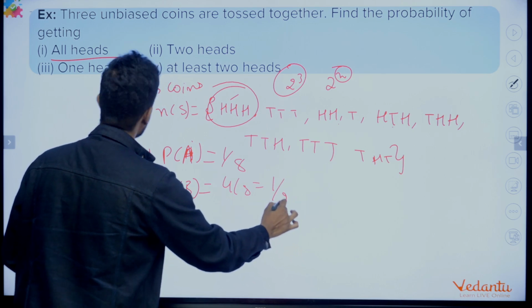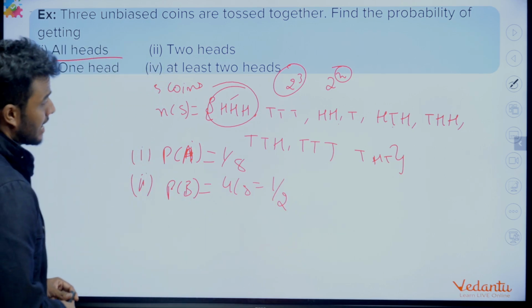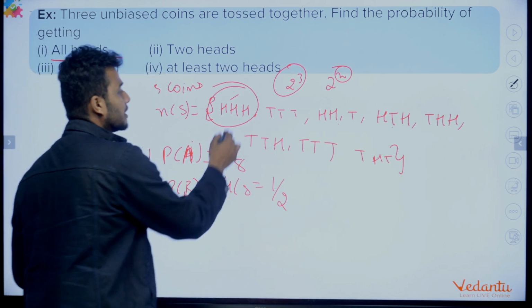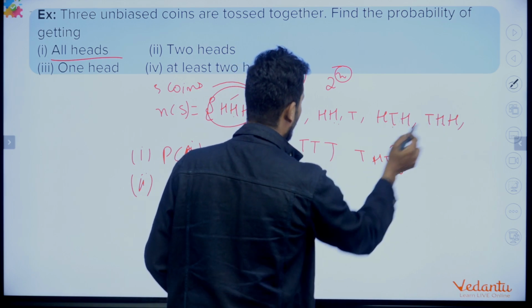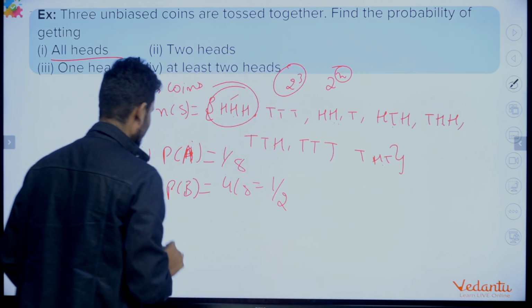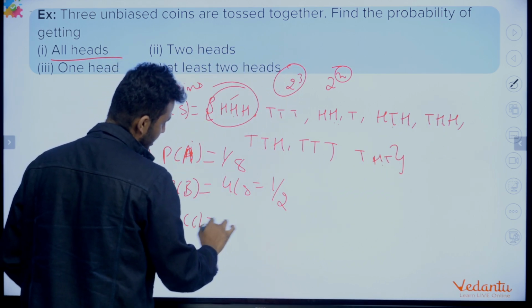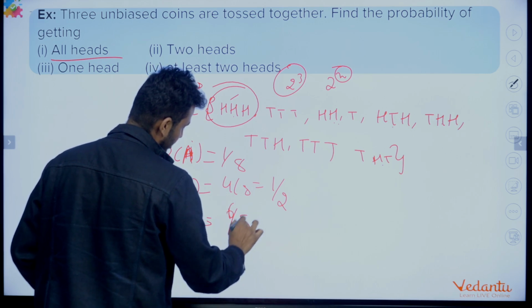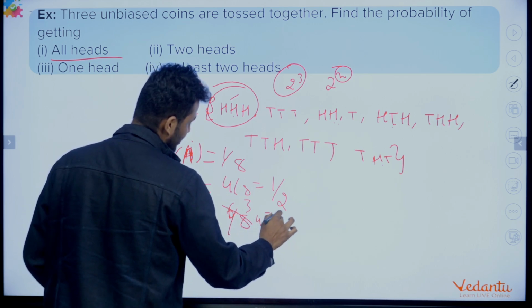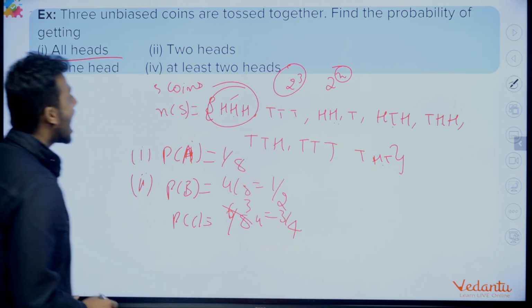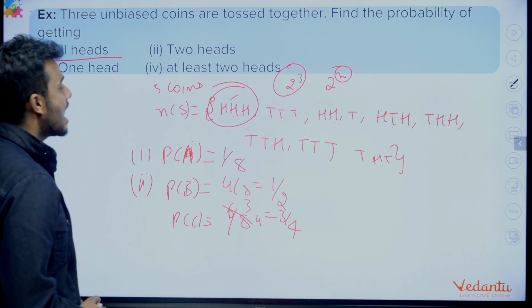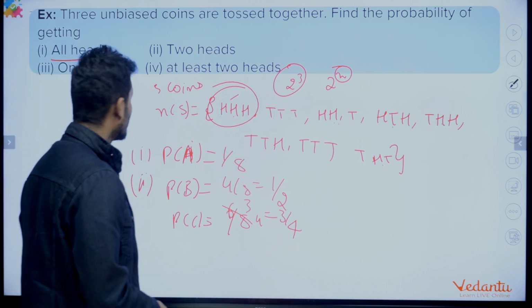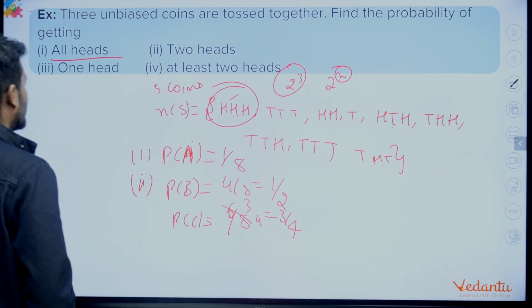Which is nothing but 1 by 2. Then at least one head. At least one head is nothing but 1, 2, 3, 4, 5, 6. The probability of at least one head is given by 6 by 8, which is nothing but 3 by 4. Next, last one. At least 2 heads.